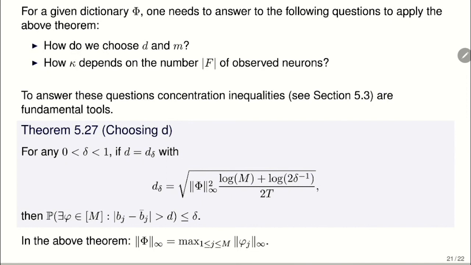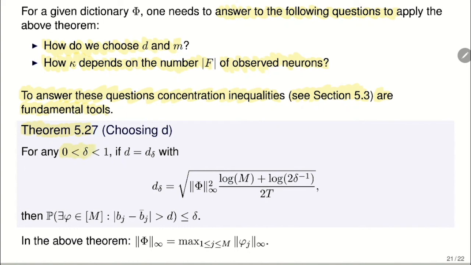Theorem 5.27 is very interesting, but to apply it for a given dictionary, one needs to answer the following questions. The first question is, how do we choose d and M? And more importantly, how does kappa depend on the cardinality of the set of observed neurons? To answer these questions, concentration inequalities, like the ones discussed in Section 5.3 in the book, are fundamental tools. So let us first discuss how to choose d. This result is also contained in Theorem 5.27. How do I choose delta?